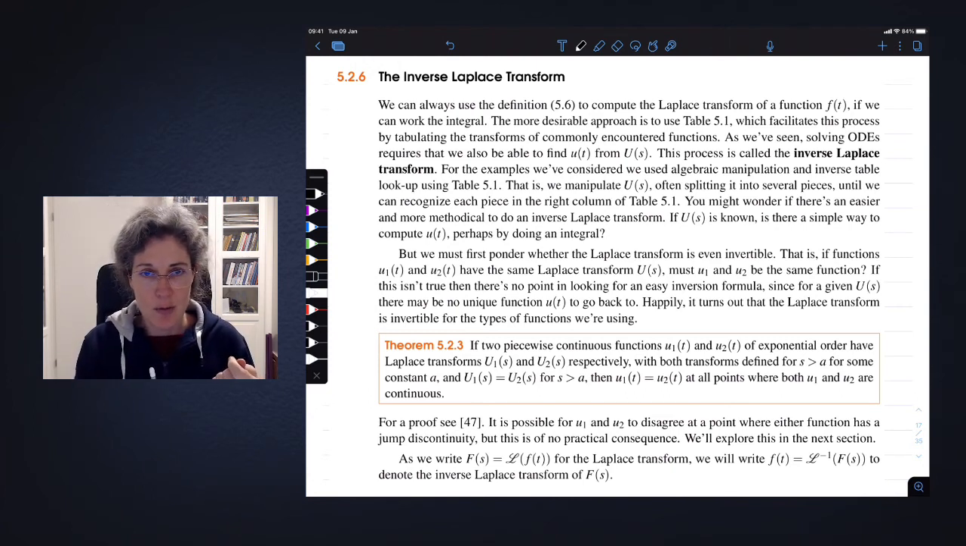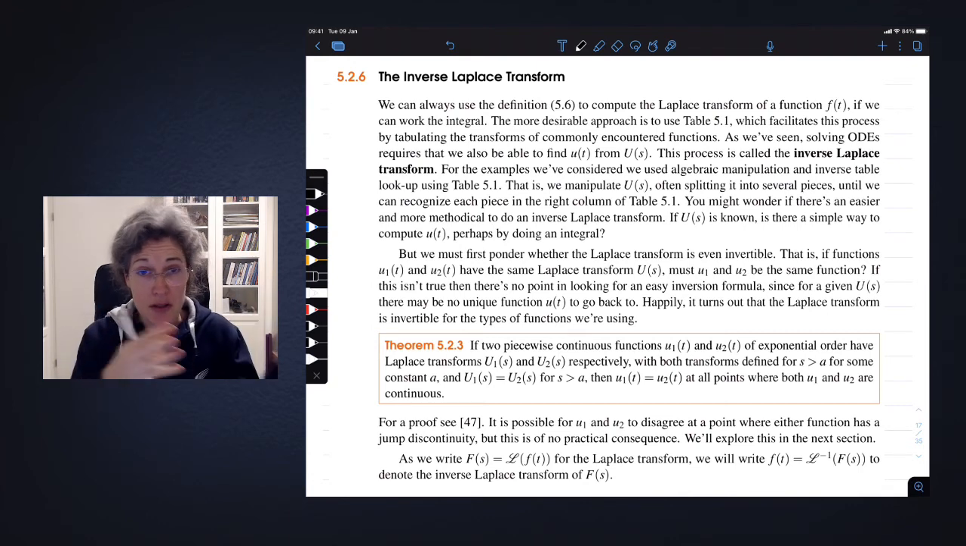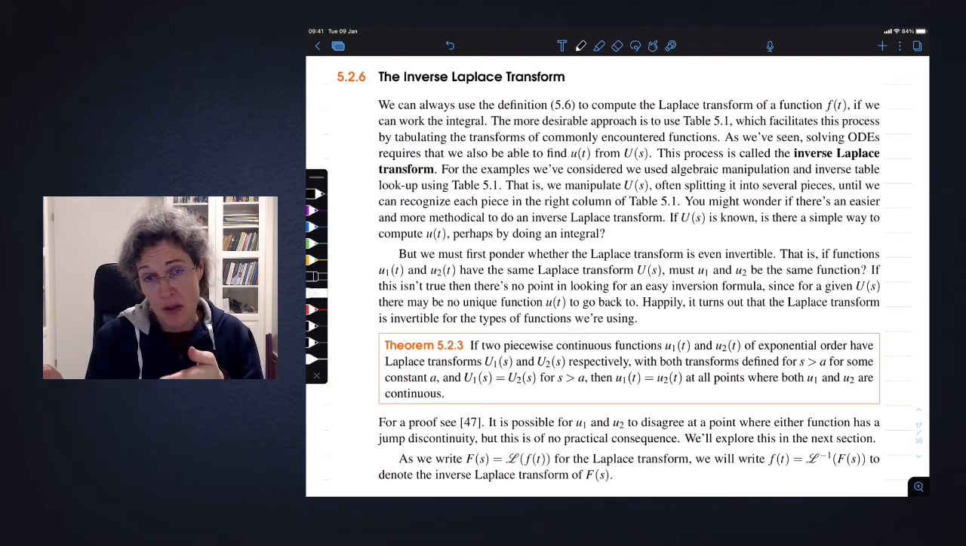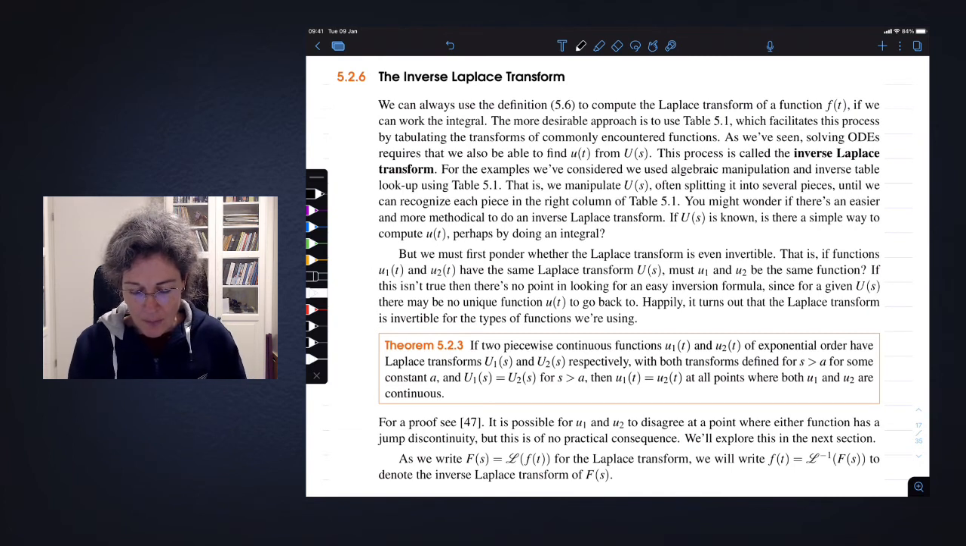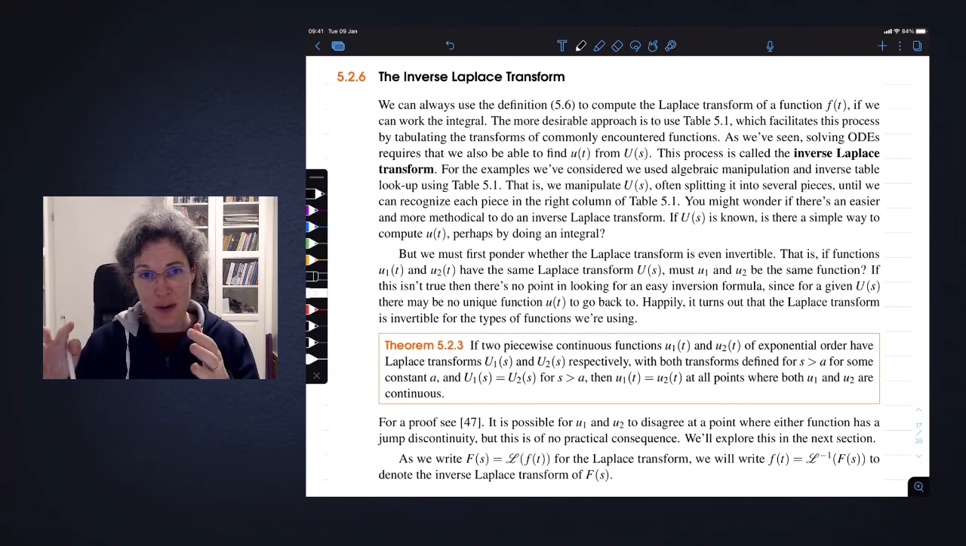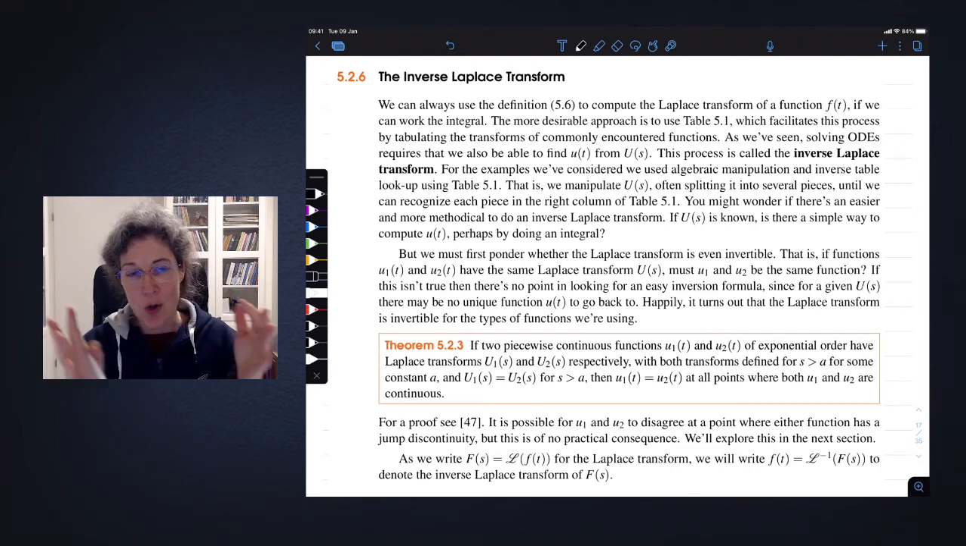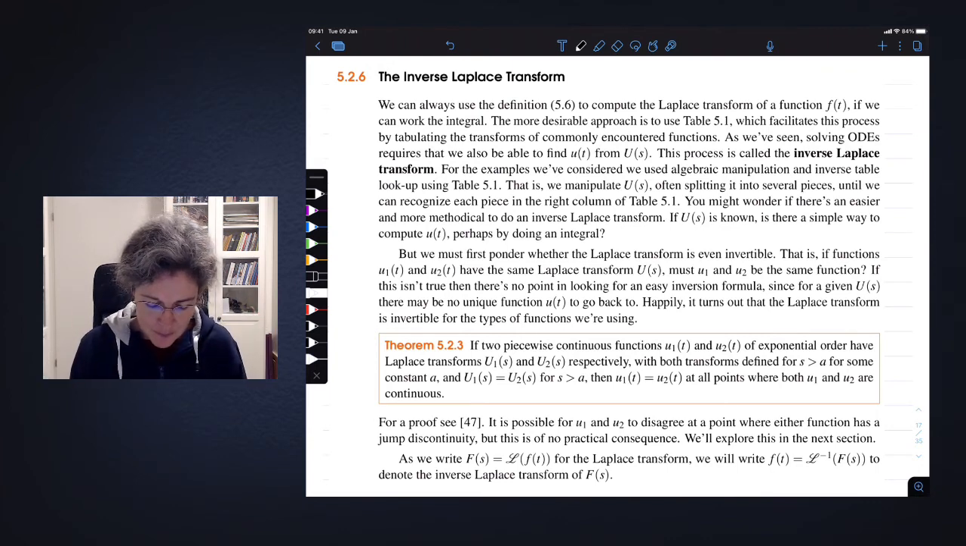We've done it in a bit of a hand-wavy way. We did it using algebra. We did it by looking at the table and going, well, I guess the little u of t must have been this thing in order to give us this big U of s. Usually we will just use Matlab to do that. It used to be that you would do a whole course on how to get from big U of s to little u of t. Now you don't have to do that.